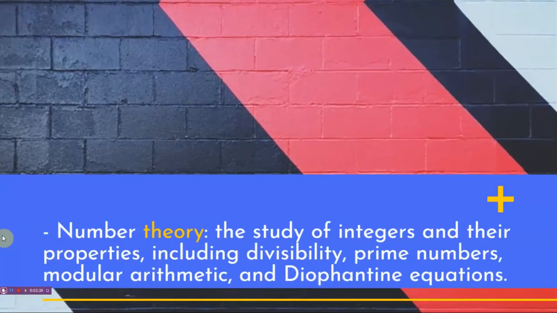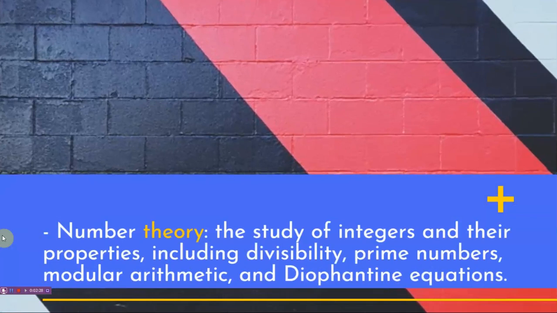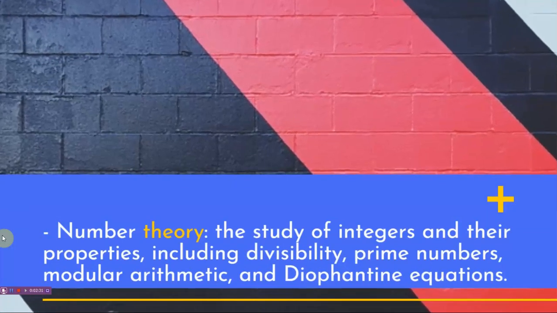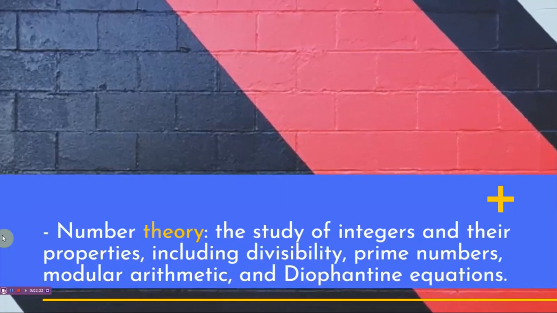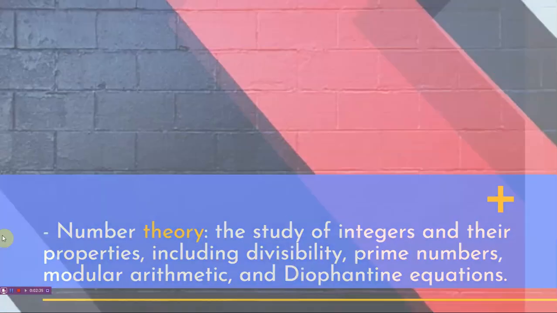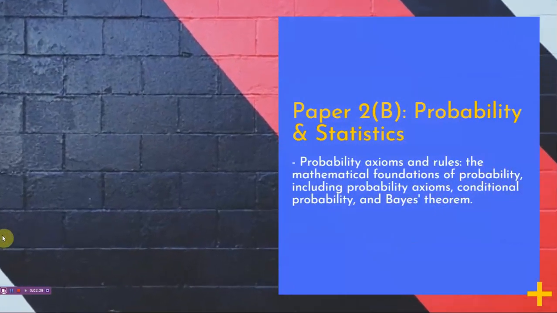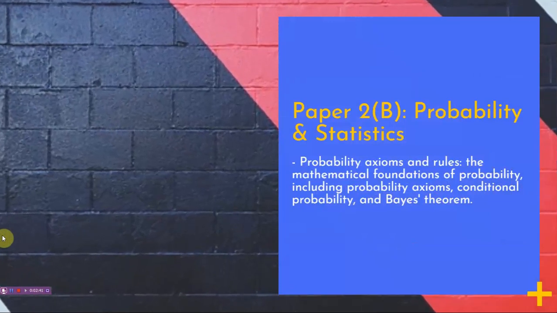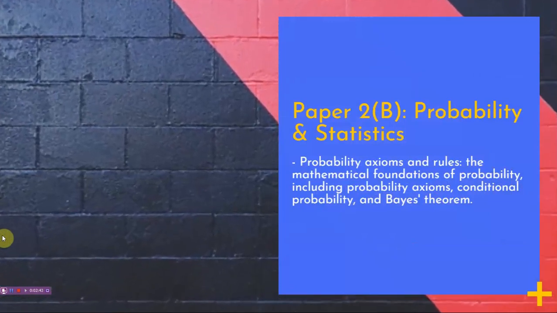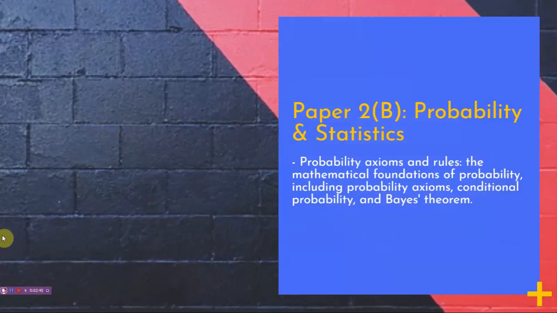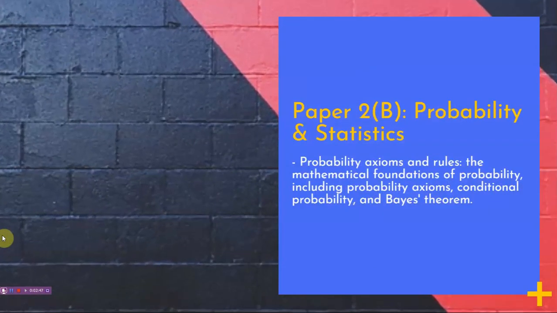Number theory, the study of integers and their properties, including divisibility, prime numbers, modular arithmetic, and Diophantine equations. Paper 2b, Probability and Statistics. Probability axioms and rules, the mathematical foundations of probability, including probability axioms, conditional probability, and Bayes' theorem.